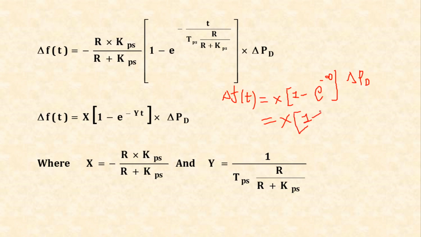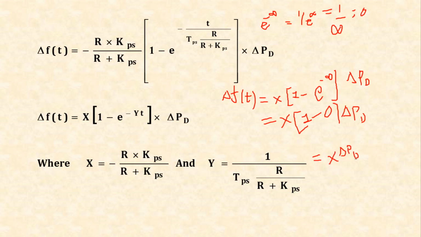Now e raised to minus infinite is equal to 0, because e raised to minus infinite means 1 upon e raised to infinite. So e raised to infinite is equal to infinite, and 1 upon infinite is equal to 0. So e raised to minus infinite is equal to 0. So over here 1 minus 0 into delta Pd. So the final answer will be x into delta Pd.